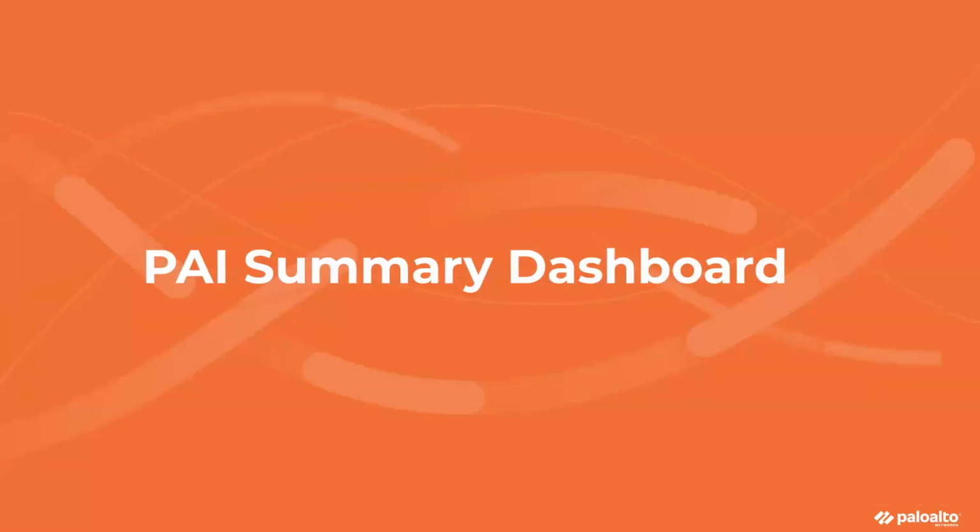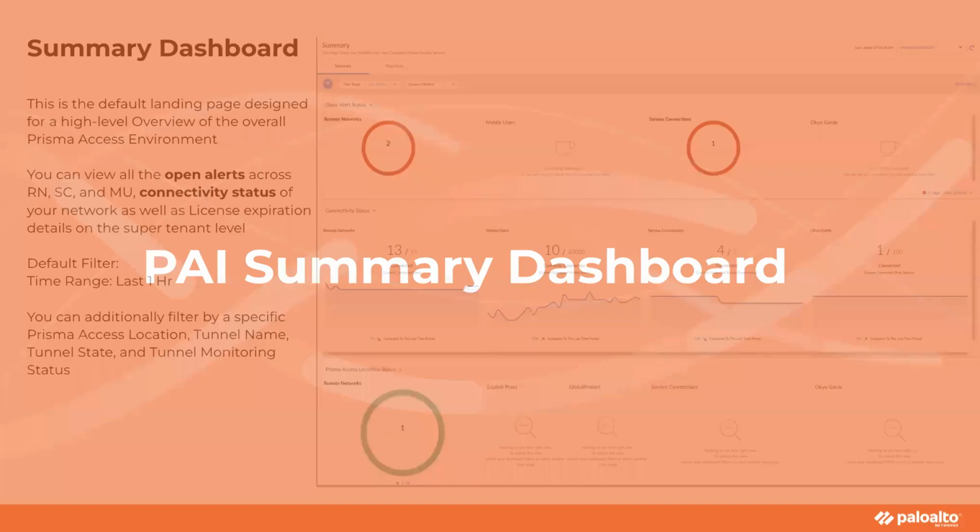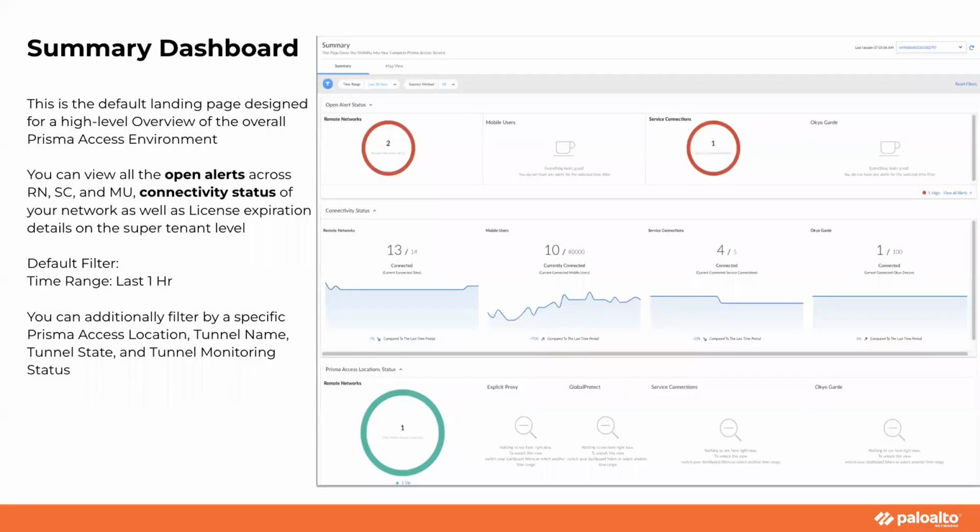Let's first talk about the Prisma Access dashboard. The first dashboard is the summary dashboard. In the summary dashboard, you can see there are two tabs, summary and the map view. The summary tab gives you the open alert status of your deployment, remote networks, mobile users, service connections, and Okyo grid as well.